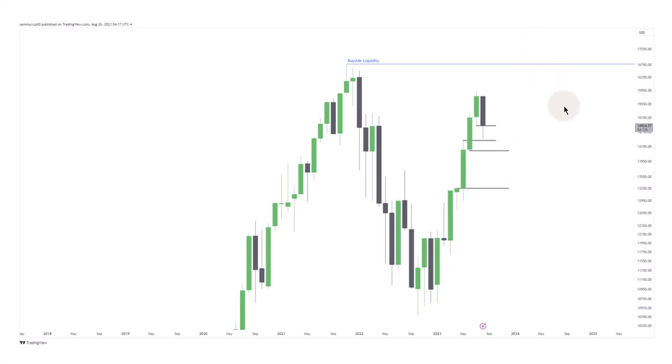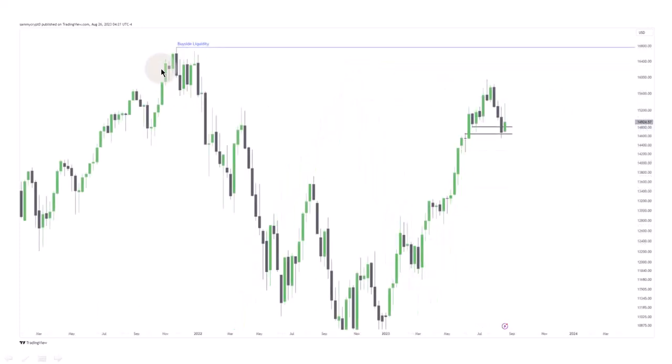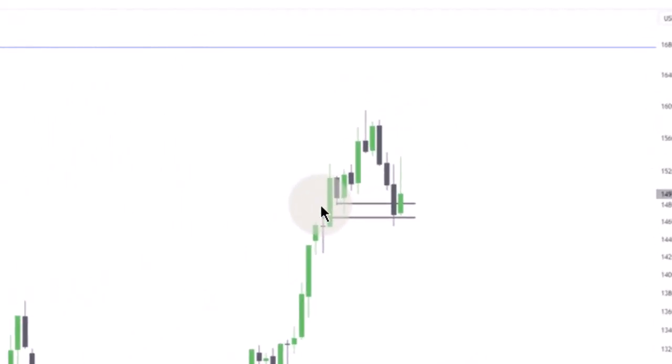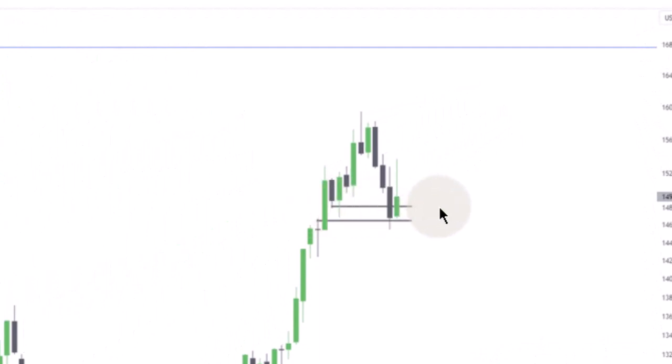And let's look at the weekly chart. So this is the weekly chart. We have that buy side liquidity there, and what is price currently reacting to? Price is reacting to an old fair value gap. You can see there that fair value gap has already been traded into, but it doesn't matter, price still reacts to that fair value gap.